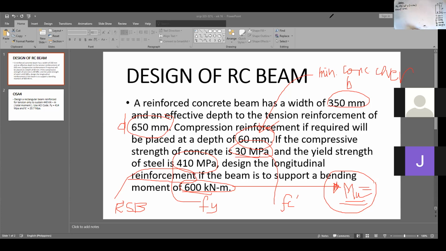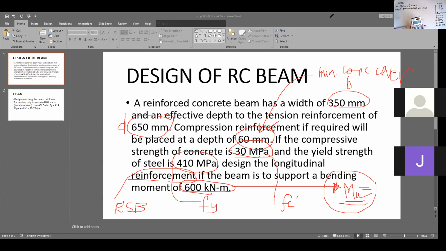So you have f'c. Our value for f'c is in megapascal, so this is 30 Newton per square millimeter. So we use 30 here. And the width is 350, and the effective depth is 650. So that means we will be able to determine the value of w. Just help me calculate the value of w.